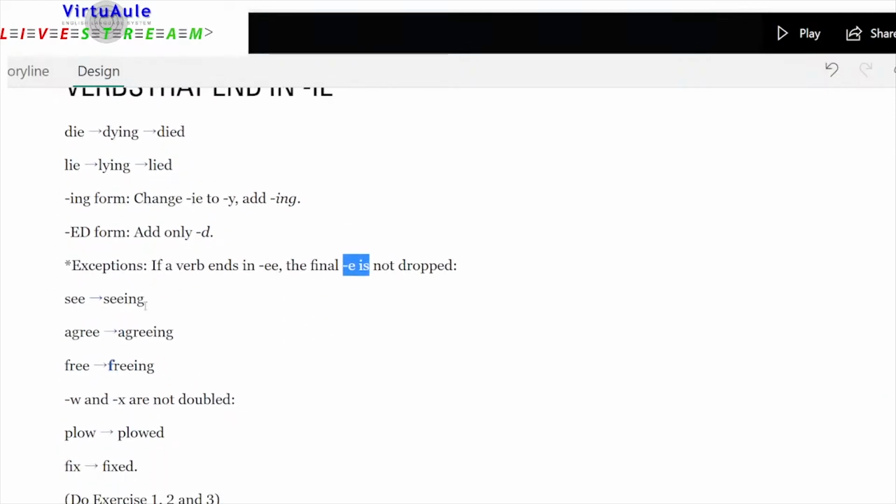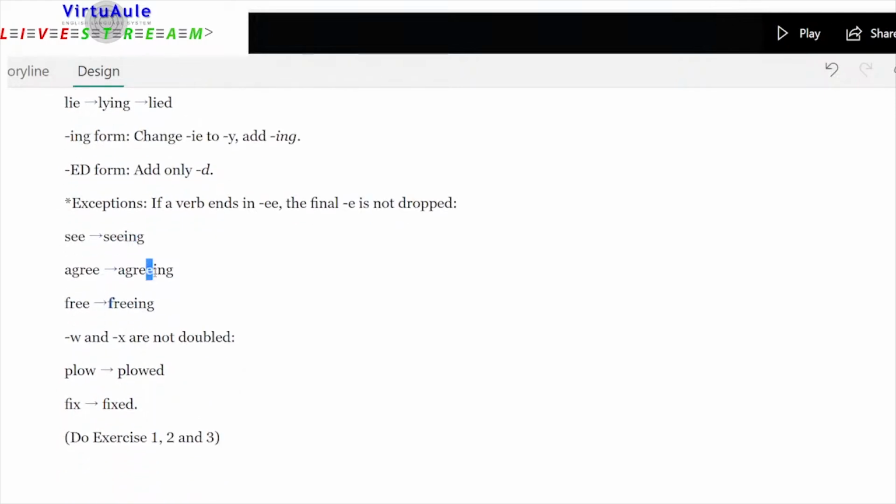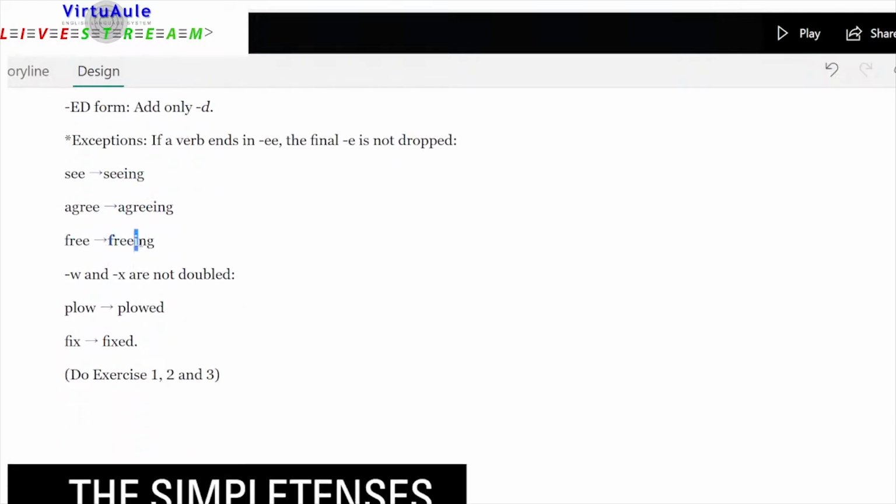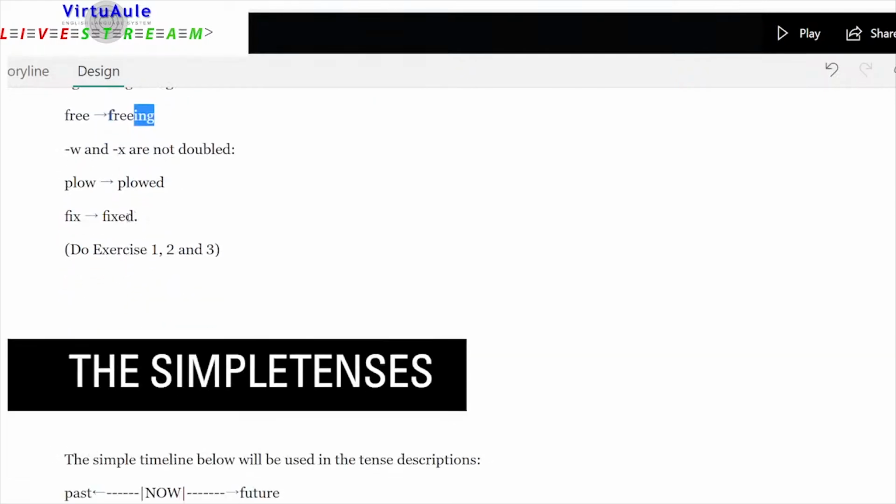We have two vowels, seeing, you add the ing. Agree, agreeing. Free, freeing. The W and the X are never doubled. Plow remains plowed. Fix remains fixed. Plowing and fixing.